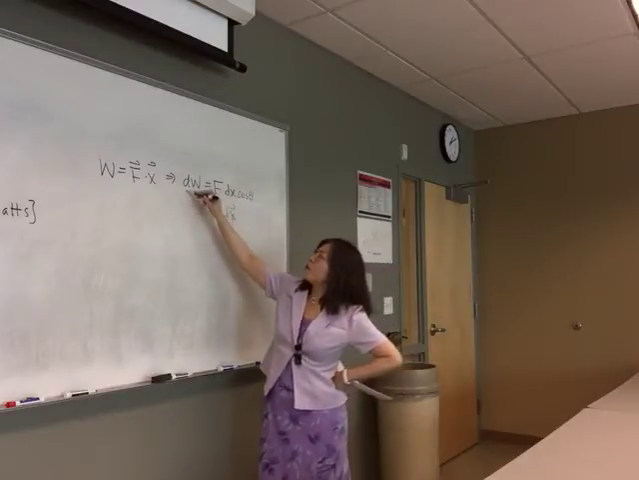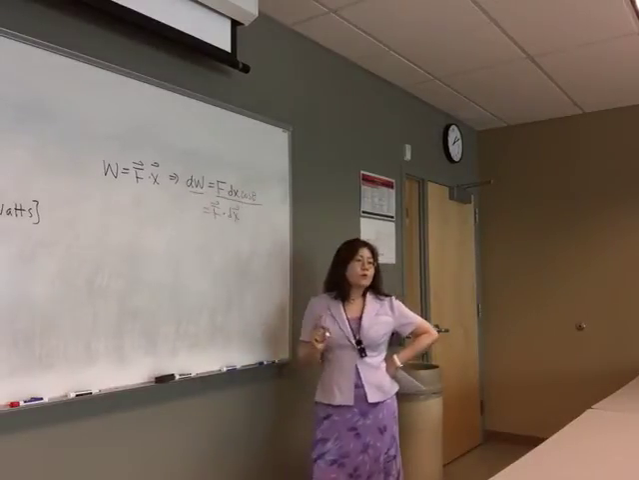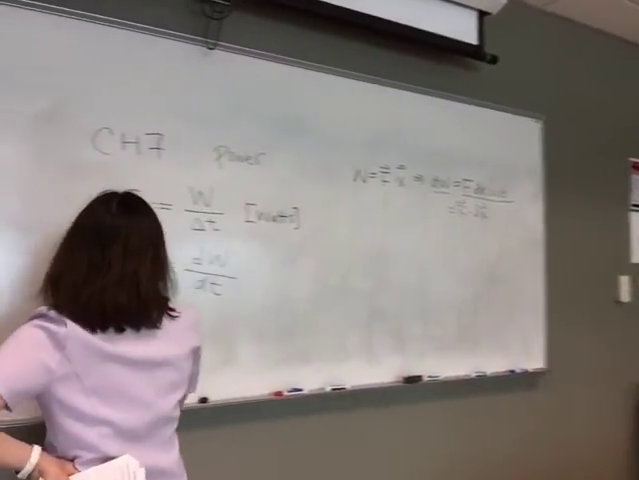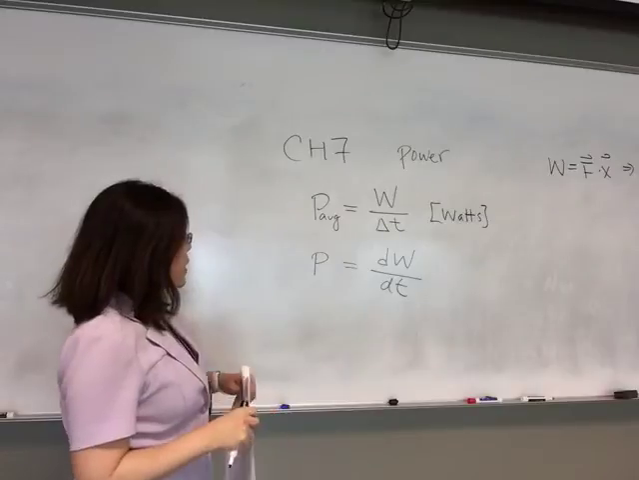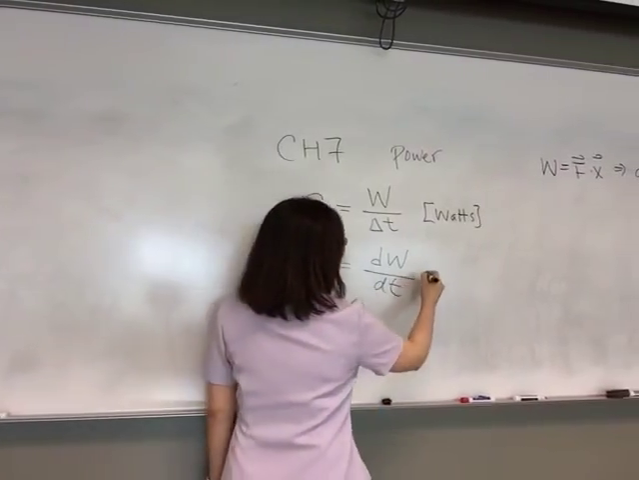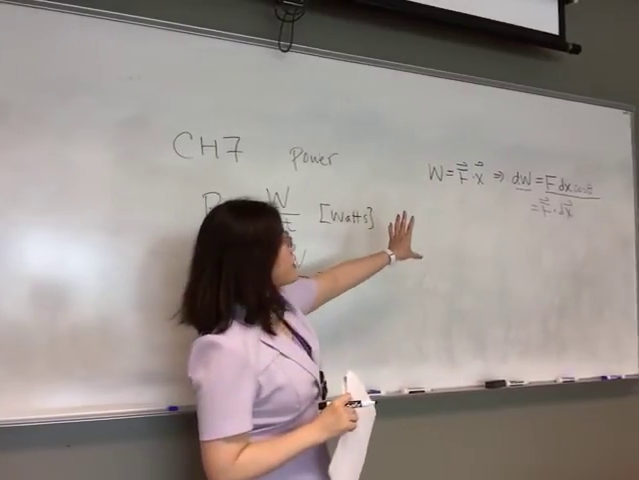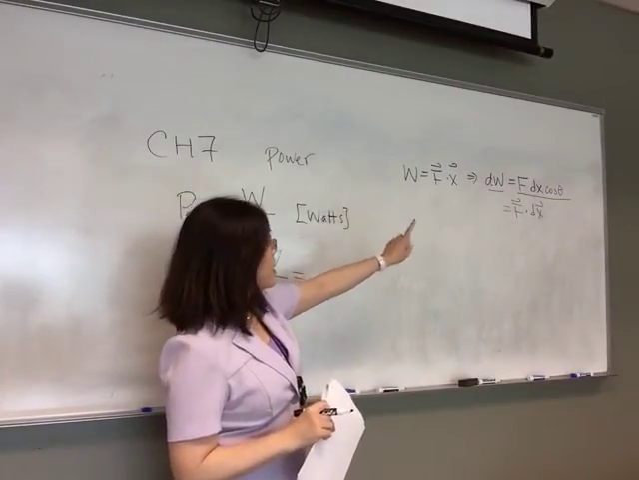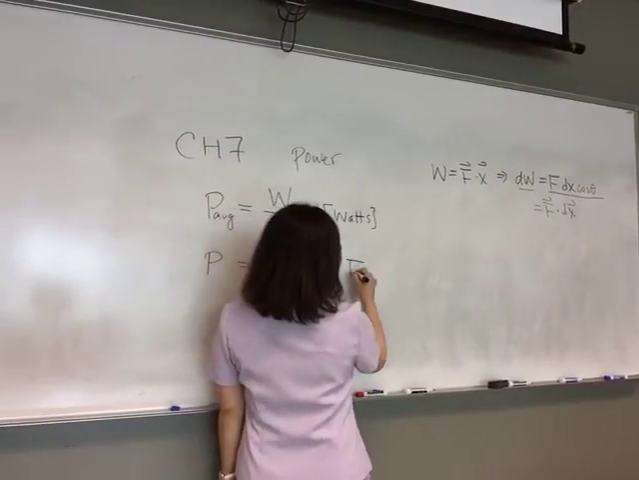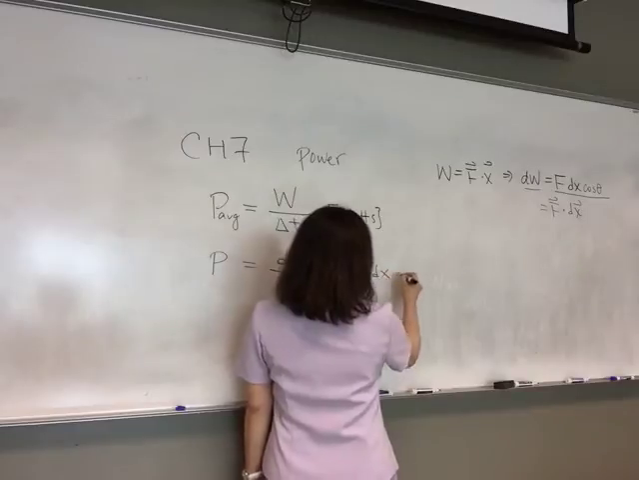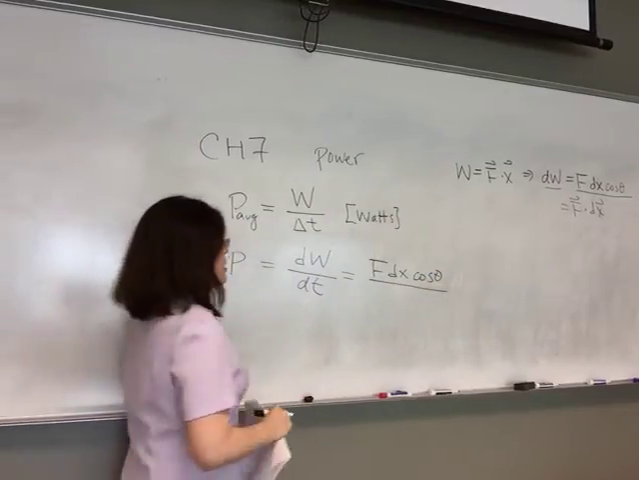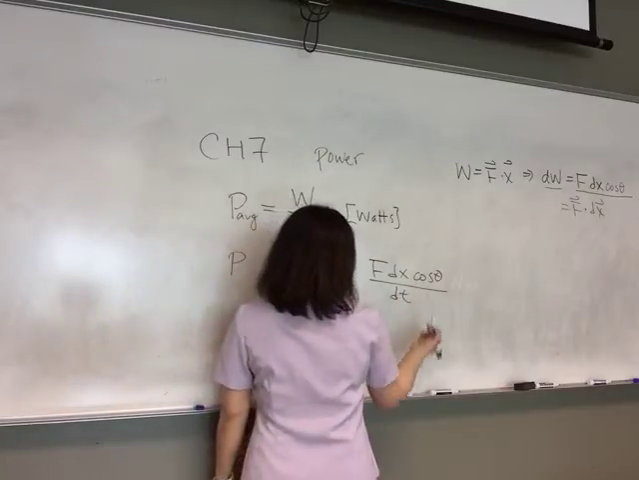So you have your dW in this form, let's say in a one-dimensional case. So how do we plug that into this equation to find out what the expression for power should be? Your dW, we already know, is force times the differential dx and then times cosine theta. So in the numerator you have F times dx times cosine theta, and then over dt in the denominator.